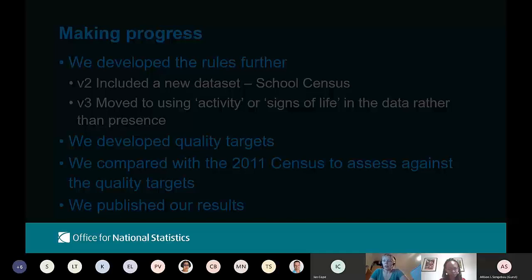With the school census, it was evidence that those children were in education, and similarly with our higher education data set. So it's very much about trying to tackle any overcoverage that might be there in our registers. We also developed quality targets, which helped us when we were comparing with the 2011 census results and assessing against those quality targets. And again, we published our results to get the feedback that we needed from users.